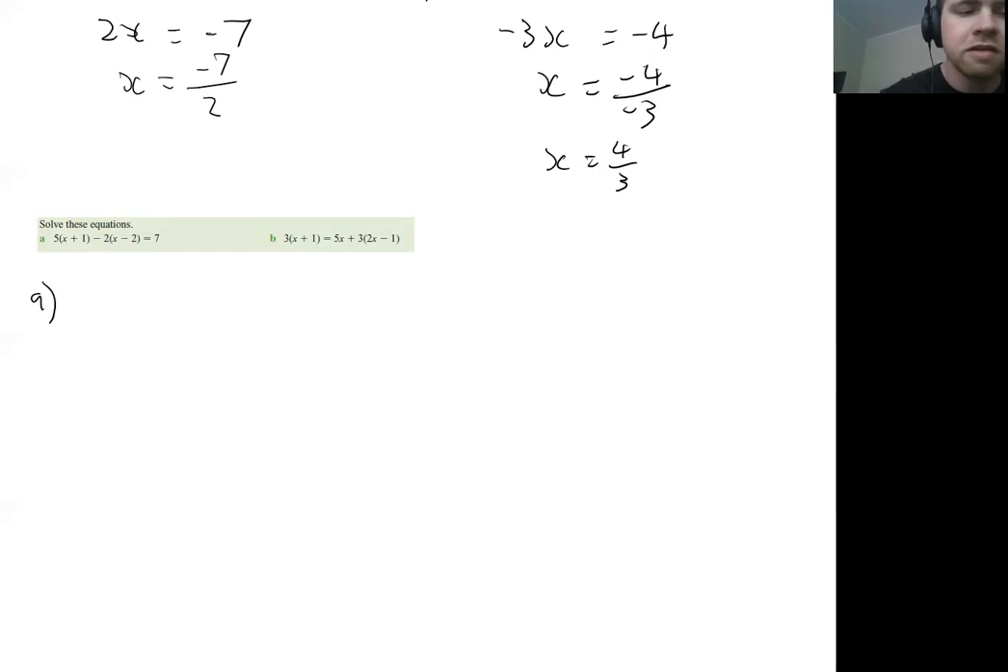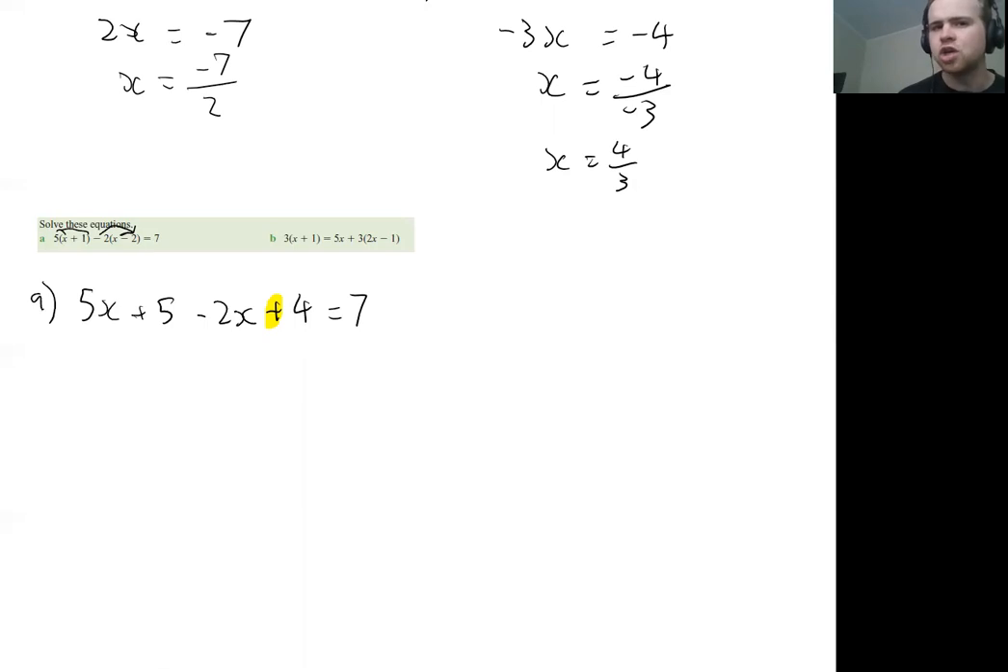So if we have a 5 out the front, we've got to times both the x and the 1 by 5. So it becomes 5x plus 5. And then we need to multiply both the x and the minus 2 by minus 2. So it's going to become minus 2x. And then don't forget this key bit here. Minus 2 times minus 2 is plus 4. So don't forget that plus here. That's a really important plus here. Minus times a minus is a positive. And then we leave the 7 as it is on the other side.